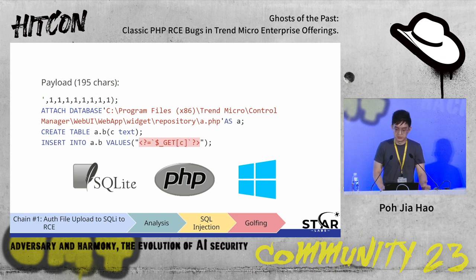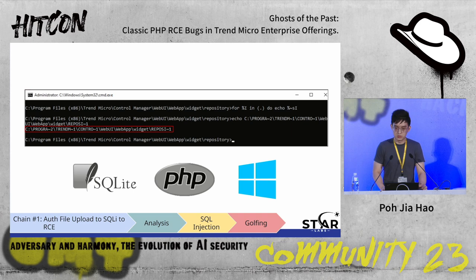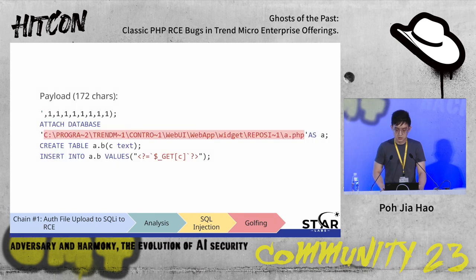Let's see what we can do about the Windows path next, which honestly took a good chunk of the payload length. We can make use of the 8.3 file naming syntax, since it limits the length of each directory and file name to 8 characters. To obtain the 8.3 file name, we can simply execute a command in that directory. And immediately, we'll see that the payload size will be reduced by a sizable amount, but this is still insufficient.